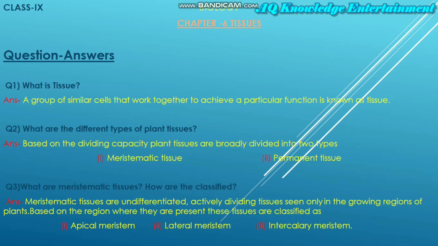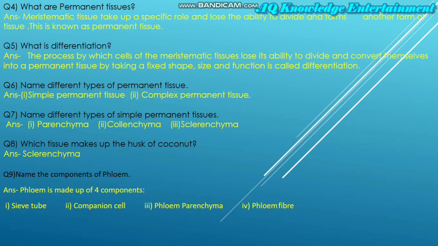So this was the first third. Now we go on to the second slide. So now the fourth question is, what are permanent tissues? So the answer is, meristematic tissues take up a specific role and lose the ability to divide and form another form of tissue. Now this is known as permanent tissue. So what are these permanent tissues? They are basically the meristematic tissues which stop growing, so they change into permanent tissues.